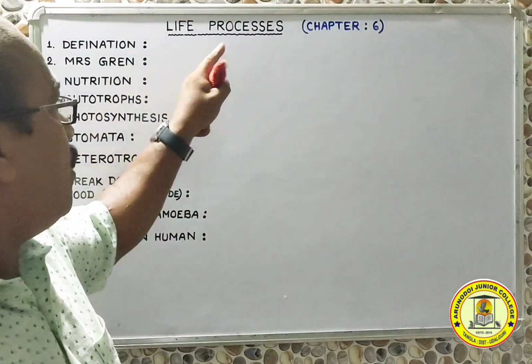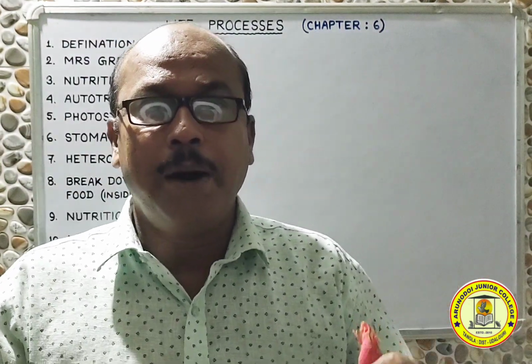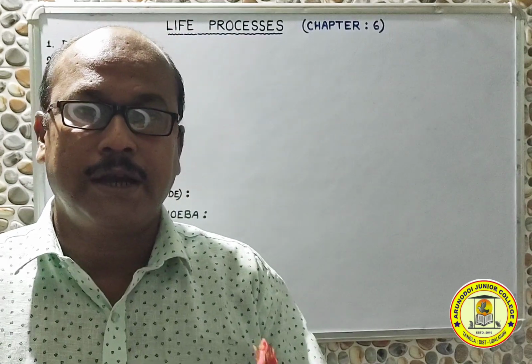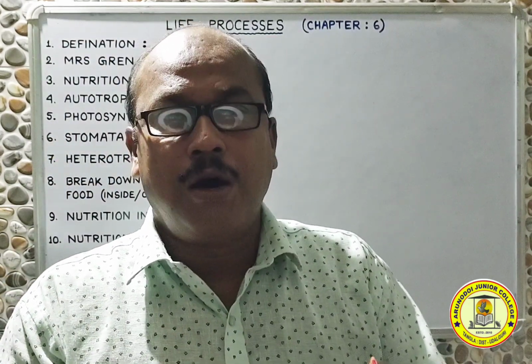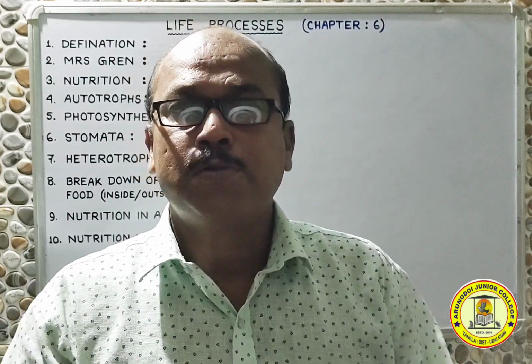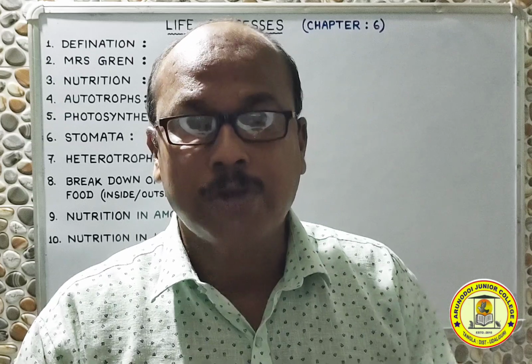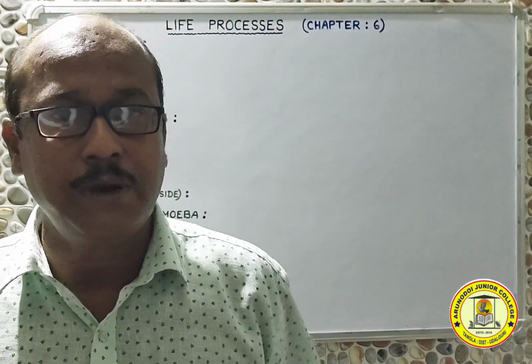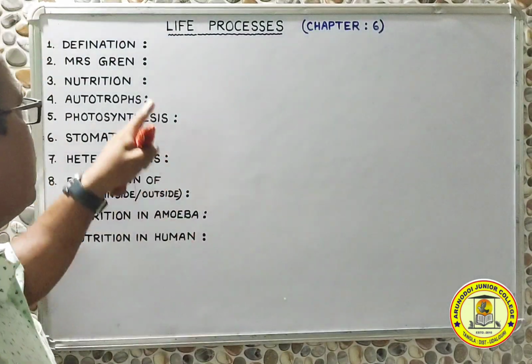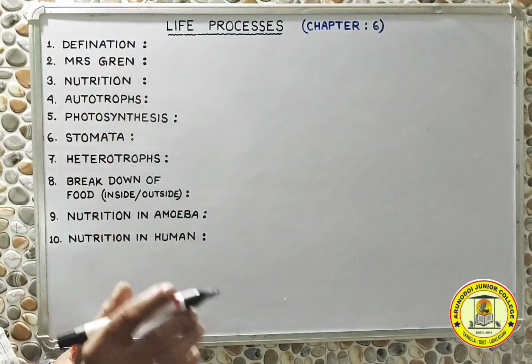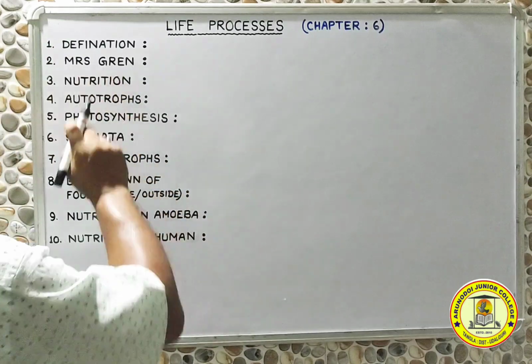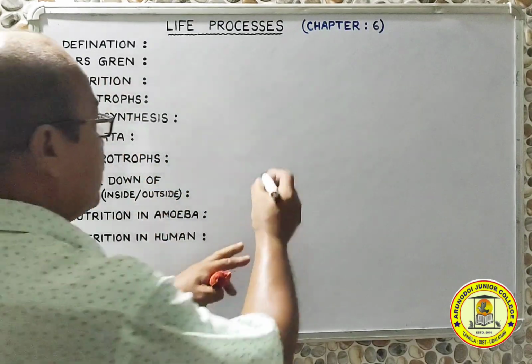So the definition of life process: all the biological activities that are going on inside the body of an organism by which the organism is kept alive. All these processes together are called life processes. Now obviously the question will come, what are the different life processes? To understand this, we will come to this second point called MRS GREN.